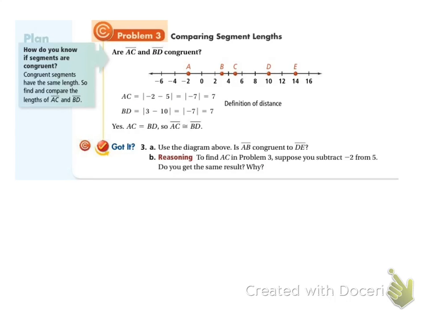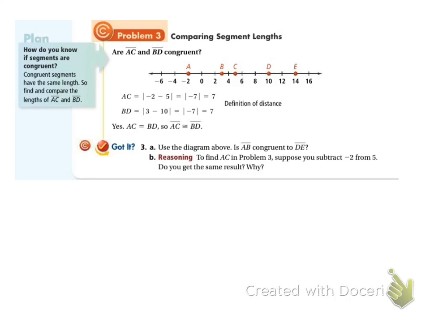Okay. So, are AC and BD congruent? We calculate the length of AC, which is 7, and the length of BD, which is 7. So since their lengths are equal, then they are congruent segments.